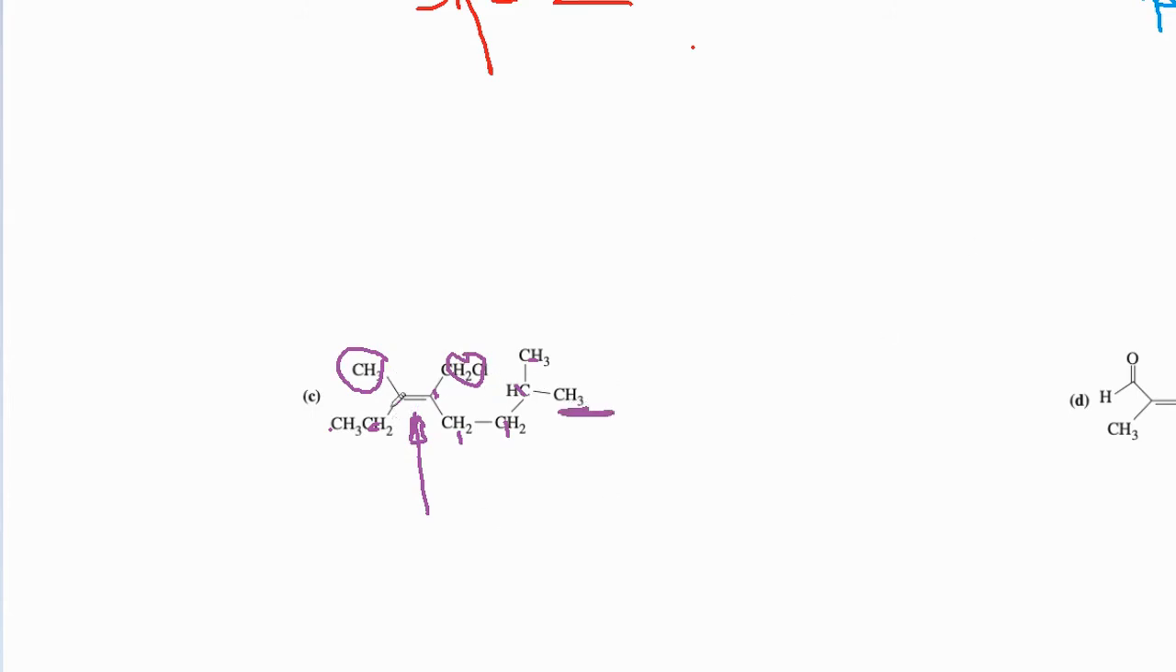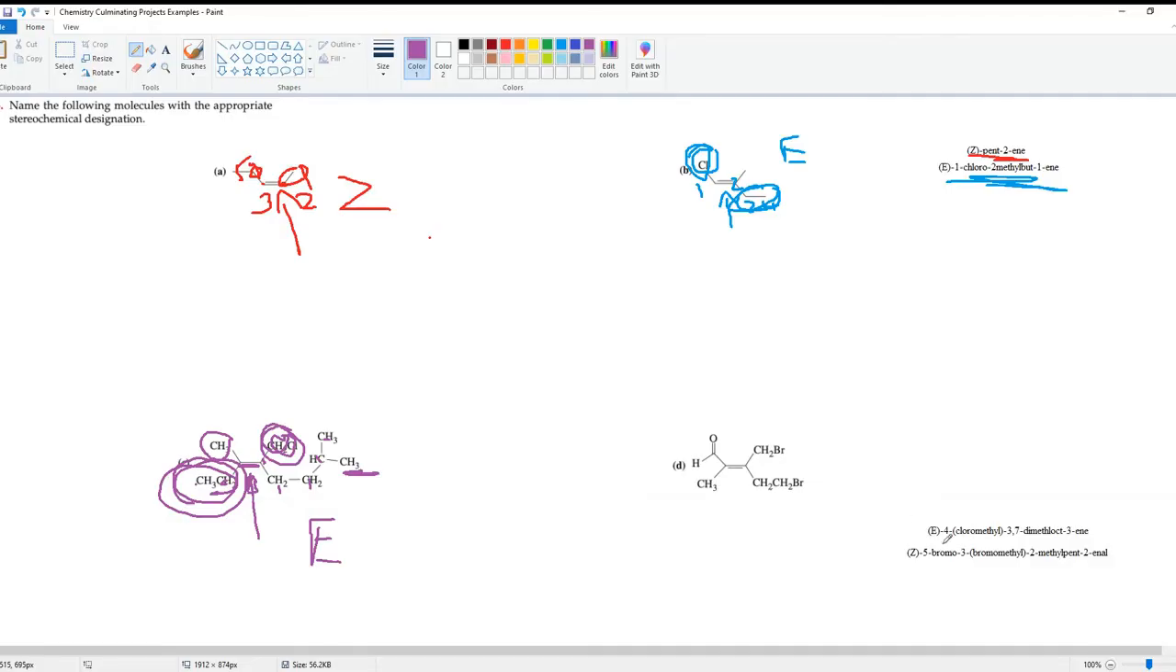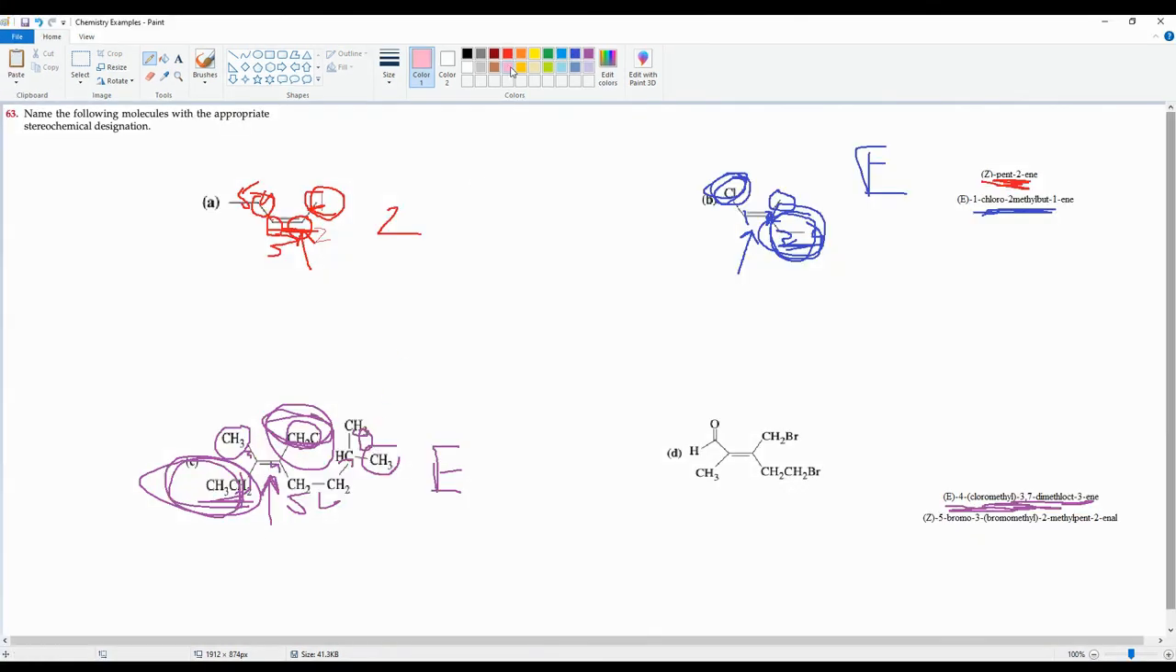But we're going to be focusing on the two stereocenters over here. So on carbon 4, we have a methyl and ethyl group attached. So obviously we're going to prioritize the ethyl group. And then on carbon 3, we have the chloromethyl group, and then this other carbon group. And obviously, because chlorine has a higher atomic number, we're going to prioritize that chlorine, making this another E isomer. More specifically, E-4-chloromethyl-3,7-dimethyl-oct-3-ene. And now for our last molecule.